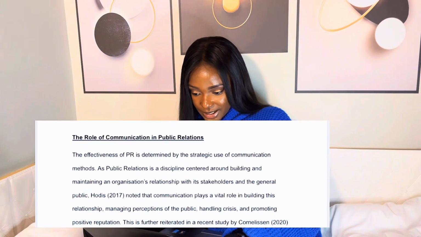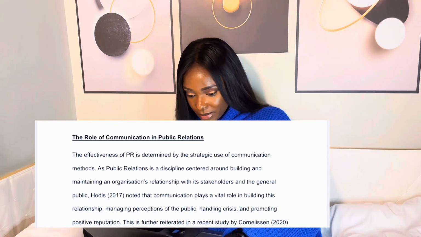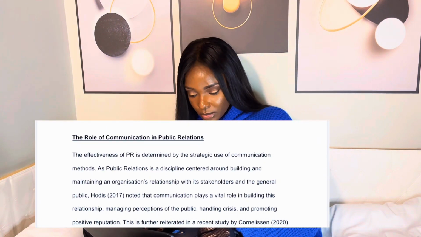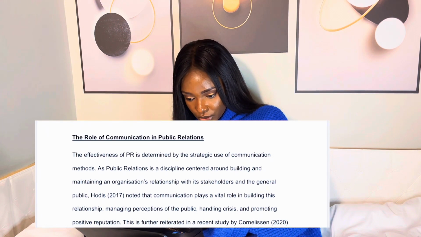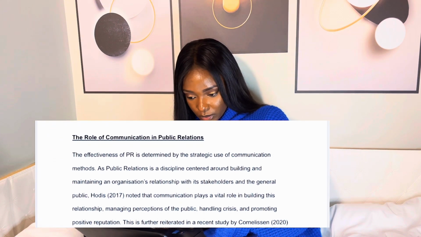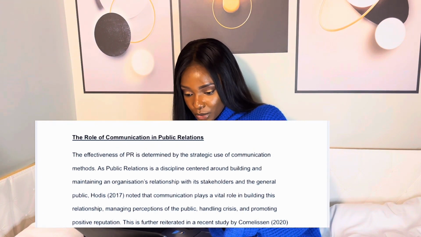For my evidence, I'm saying, as public relations is a discipline centered around building and maintaining an organization's relationship with its stakeholders and the general public, this 2017 study noted that communication plays a vital role in building this relationship, managing perceptions of the public, handling crises, and promoting positive reputation. For this, I went online and searched for academic sources that support the point I gave. So that's evidence 1.